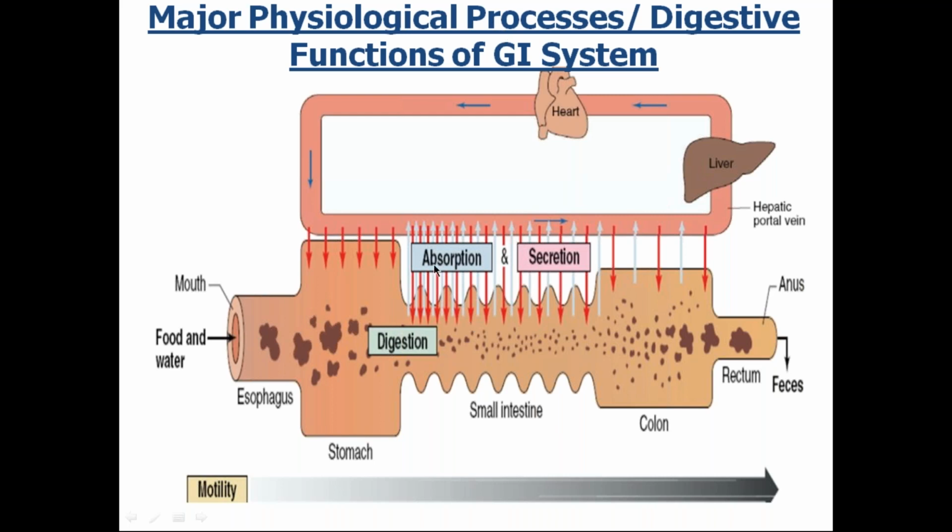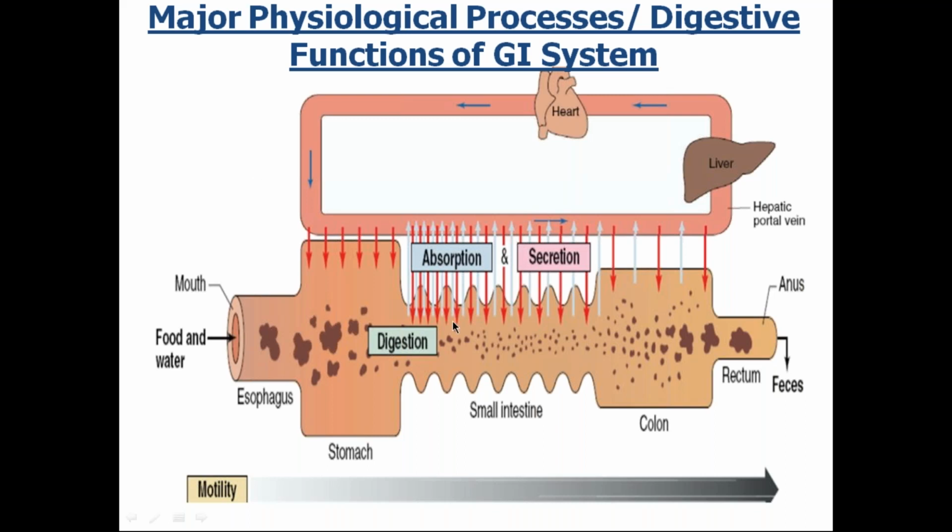Second one is absorption. Absorption is basically when the substance enters from the digestive tract into the bloodstream. Just like you must have read in the renal system, absorption and secretion. So what is secretion? Secretion is when something was coming from the bloodstream into the renal tubule. Here, when will you say secretion? Either it is coming from the bloodstream into the digestive tract, or it could be the secretion of various juices which can occur from the GI system itself, right?